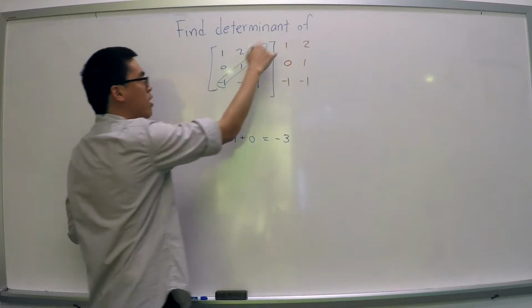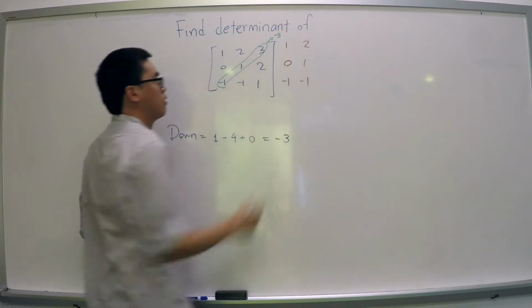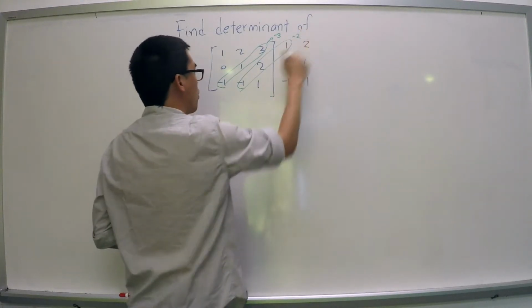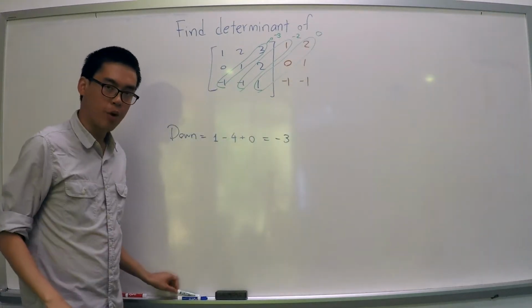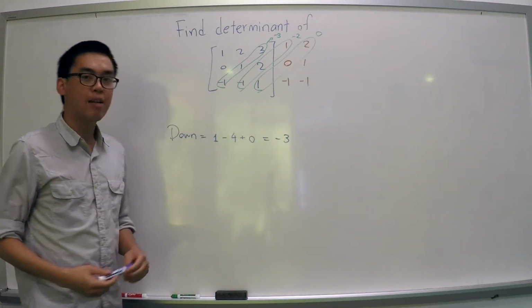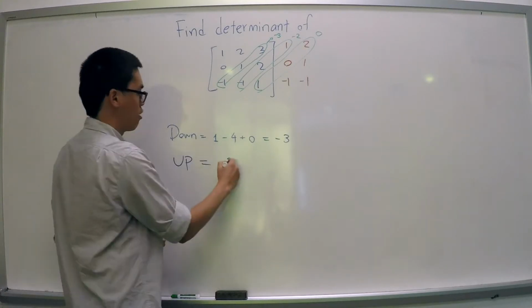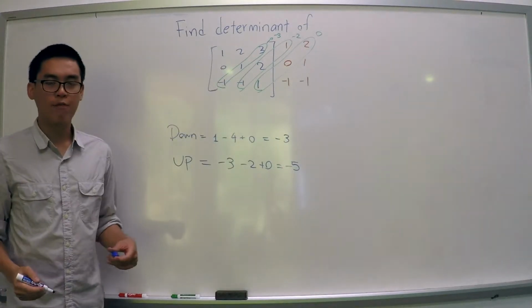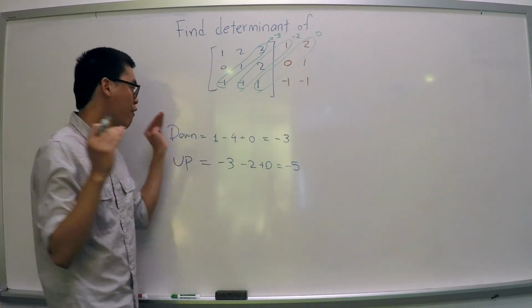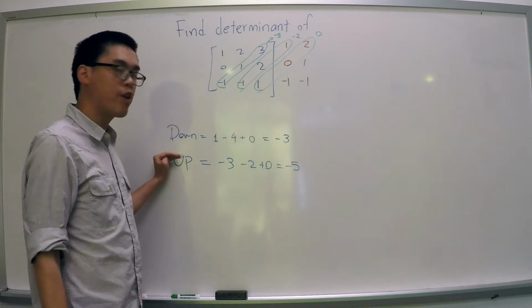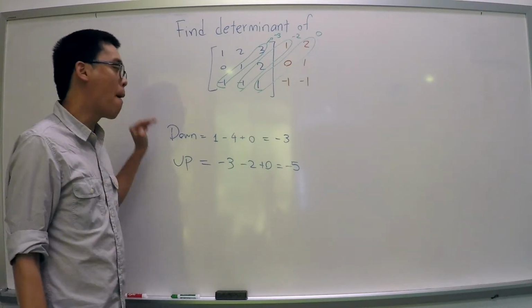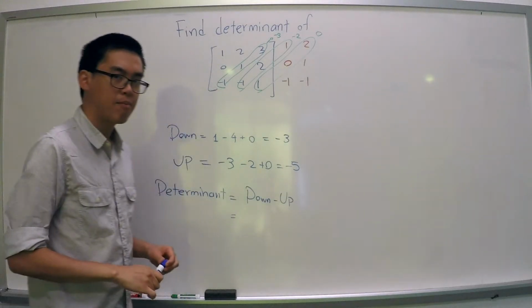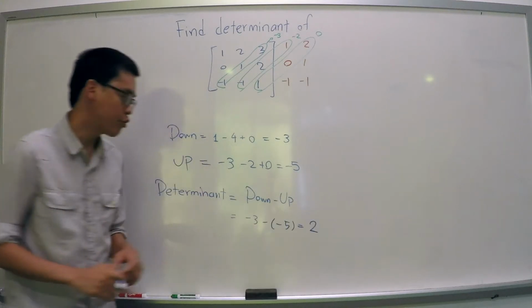Minus 1, 1, 3, I get minus 3. Minus 1, 2, 1, I get minus 2. And 1, 0, 2, I get 0. Same drill: we've got 3 numbers, we add them together and call that up. So up is going to be minus 3, minus 2, plus 0. And what's the final answer? The final answer is whatever you get from down, subtracted by whatever you get from up. So the determinant is down minus up, which is minus 3 minus minus 5.